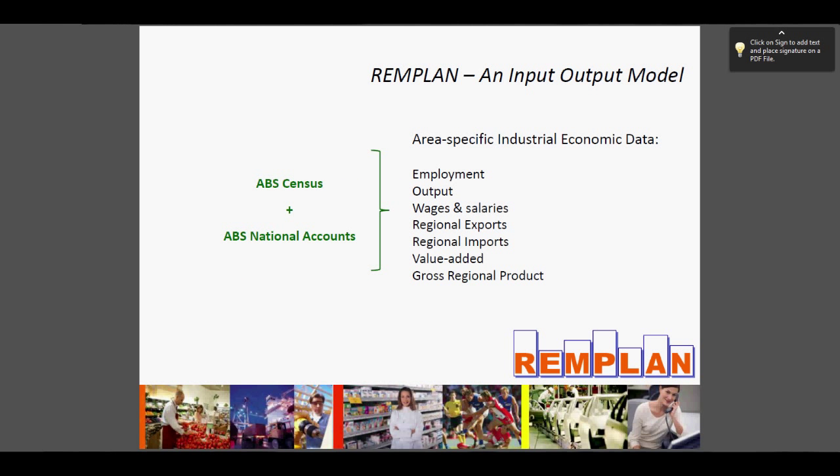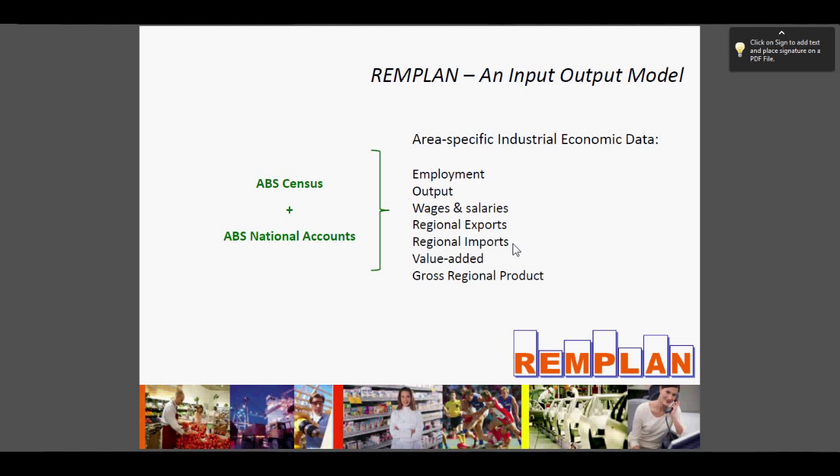Okay, so we're applying that combination of ABS census data together with ABS national accounts data to generate a whole raft of region-specific estimates on a local economy. So employment, output, wages and salaries, regional exports, regional imports.